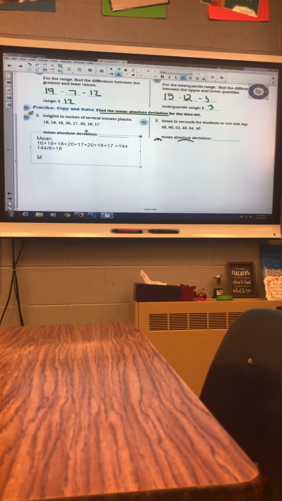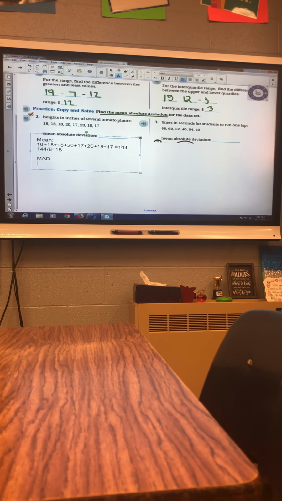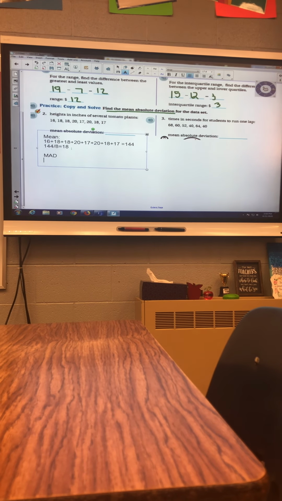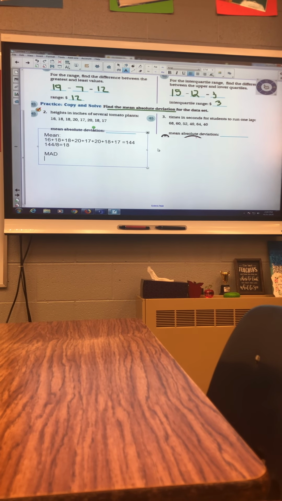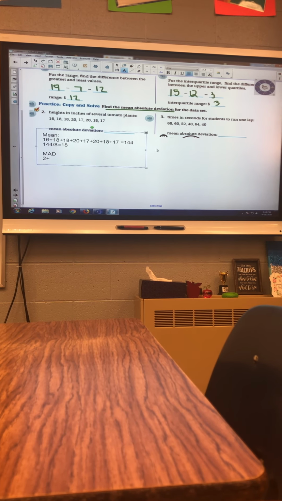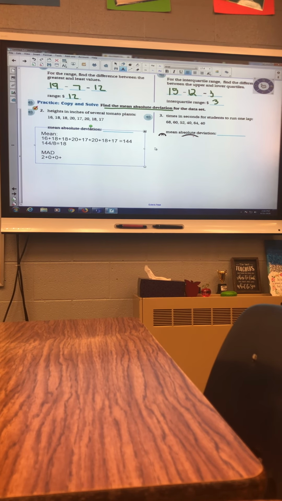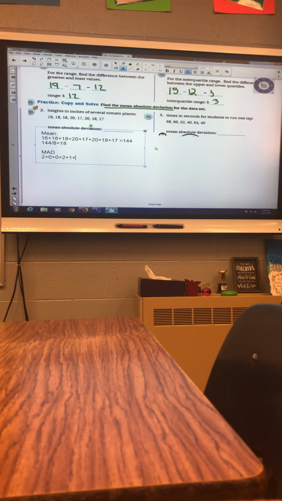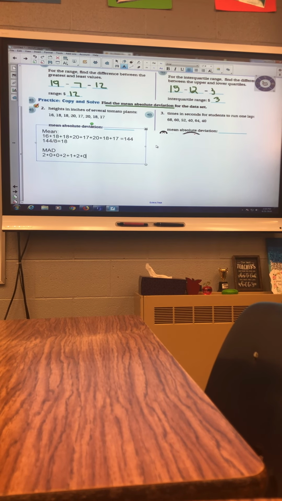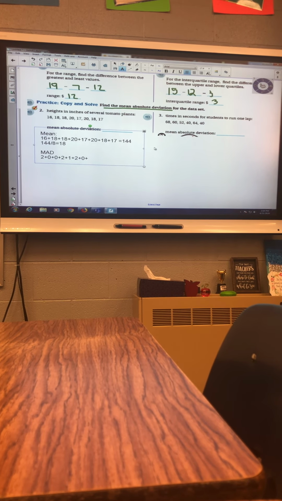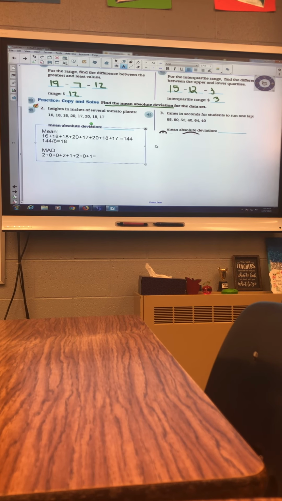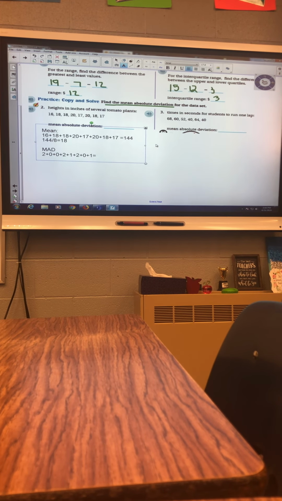So then for the mean absolute deviation, we have to find the distances of all of your data to your mean. So from 16 to 18 is 2, from 18 to 18 is 0, 18 to 18 is 0, 20 to 18 is 2, 17 to 18 is 1, 20 to 18 is 2, 18 to 18 is 0, and 17 to 18 is 1. When you add all those up, you get 8.